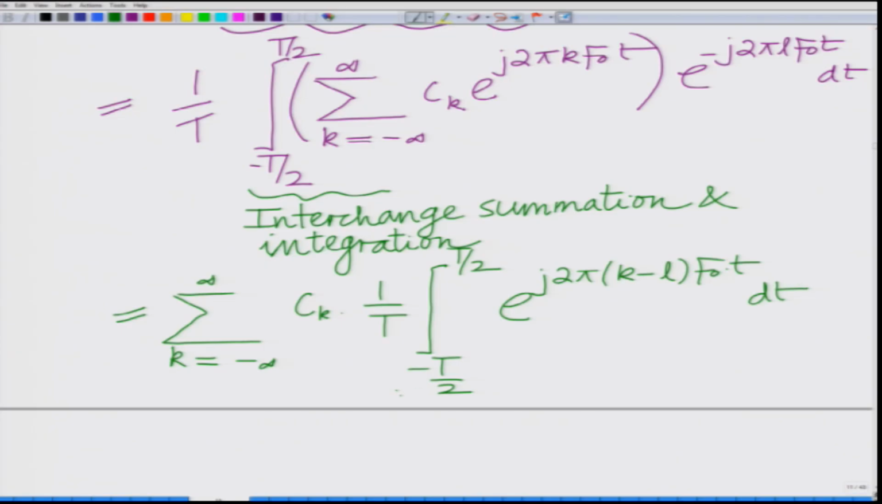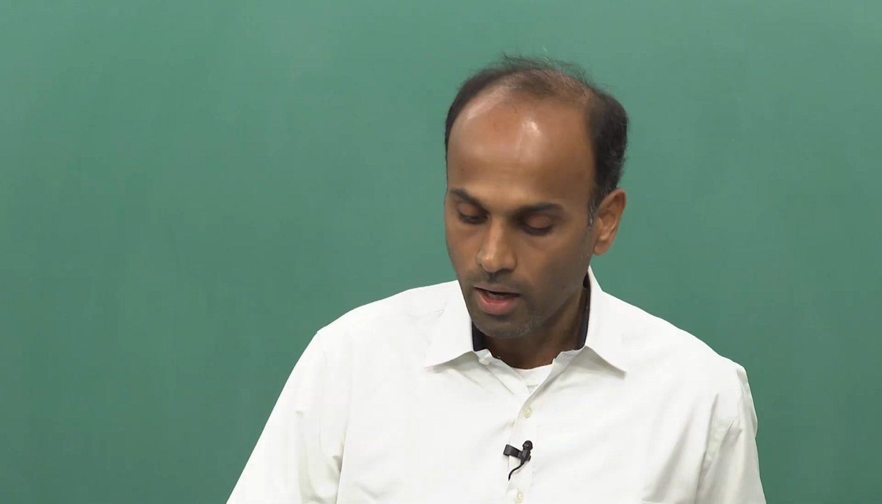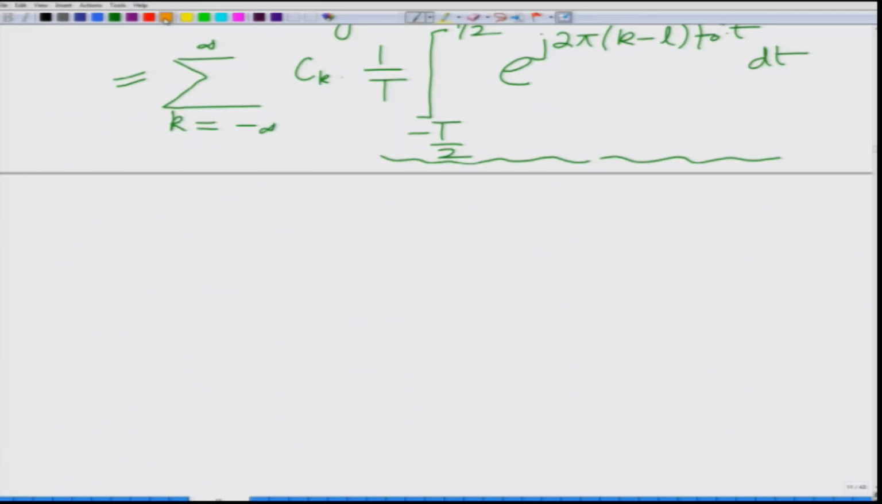Now, let us look at this integral, 1 over T integral from minus T by 2 to T by 2 of e to the power of j 2 pi k minus L f naught t. Let us look at this integral. Let us try to find out the properties of this integral, and we will see this has a very interesting property.